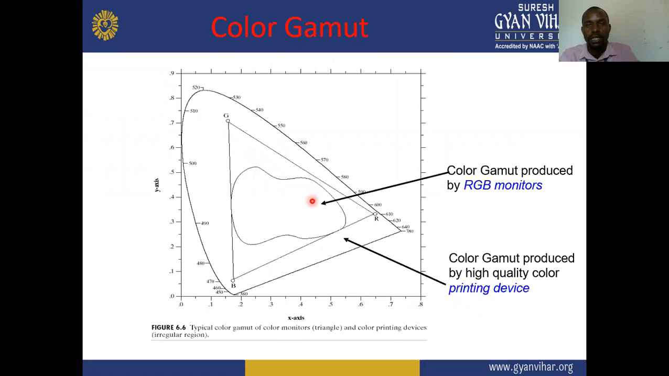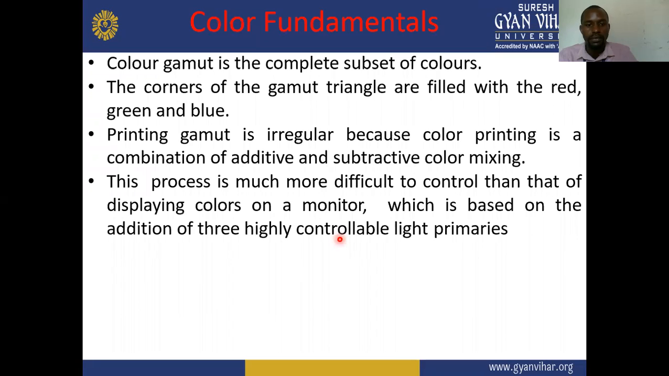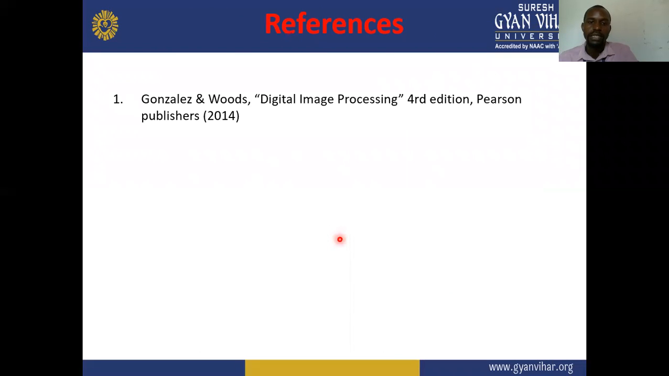So this is the color gamut that is used for different devices. The color gamut for RGB monitors uses additive color, while the gamut for high quality colors, that is used, say, for printing devices, uses both additive and subtractive color. So this lecture has been prepared using the book by Gonzalez and Woods, and the title of the book is Digital Image Processing, 4th edition, Pearson Publishers, year 2004.